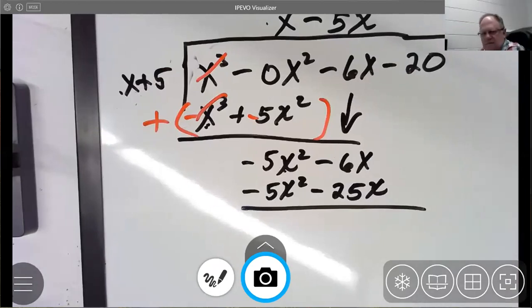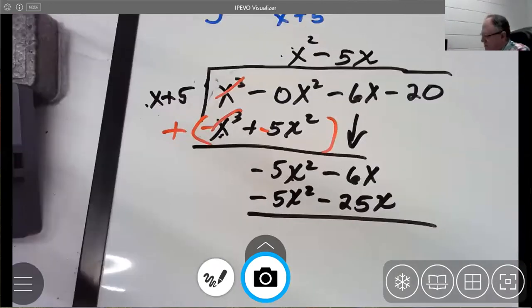Okay, trying to keep the glare out. Let's see if I can. Okay, that works.